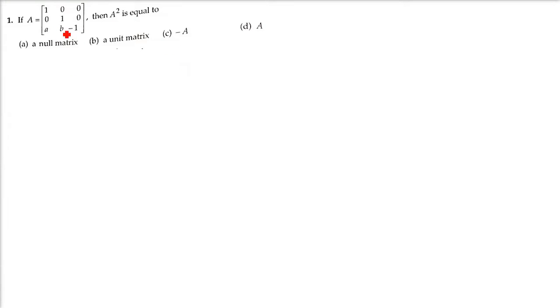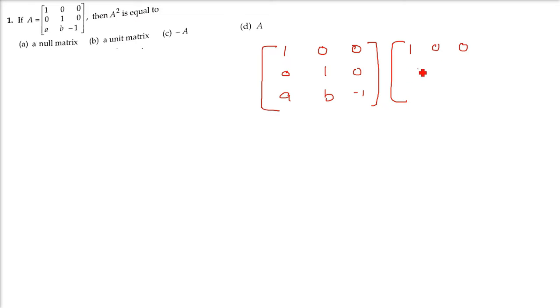If A is equal to this matrix, then A square is equal to. Just multiply A with A and let's see what comes out. You have this 1, 0, 0, 0, 1, 0, a, b, negative 1. Multiply it again with this one only: 1, 0, 0, 0, 1, 0, and a, b, and negative 1. Okay. So what will be the result?